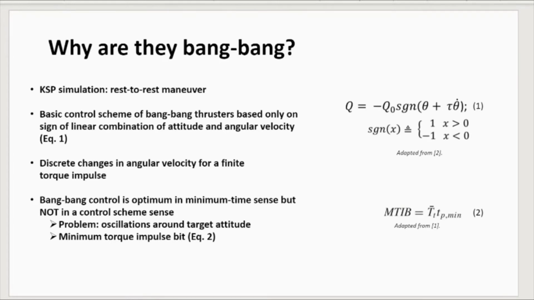As shown in equation 1 on the right, the error in this case is just the linear combination of the pointing orientation and angular velocity of the spacecraft. This equation doesn't specify the width of the thrust impulse, it just specifies that if you exceed the error in one direction, apply thrust torque in the other direction.